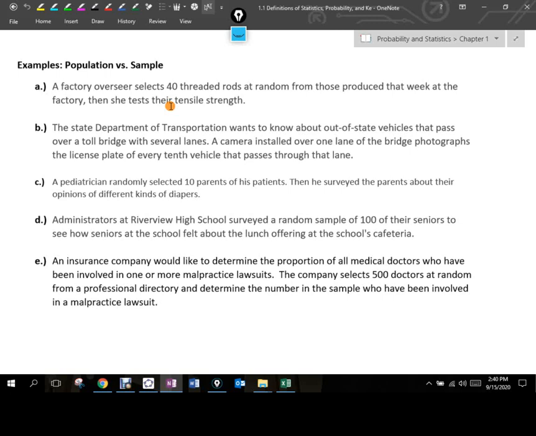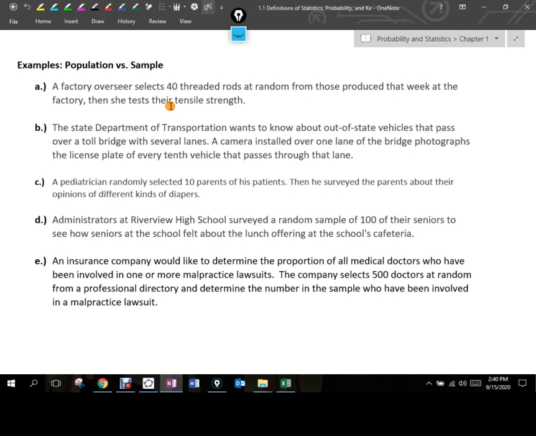Second one says the State Department of Transportation wants to know about out-of-state vehicles that pass over a toll bridge with several lanes. A camera installed over one lane of the bridge photographs the license plates of every 10th vehicle that passes through that lane. Okay. When it says every 10th, or every 40th, or selects a total of 40 from a larger group, or 10 from a large group, something like that, it's identifying your sample. Does that make sense? Okay, so every 10th, when we do that, that is going to generate our sample.